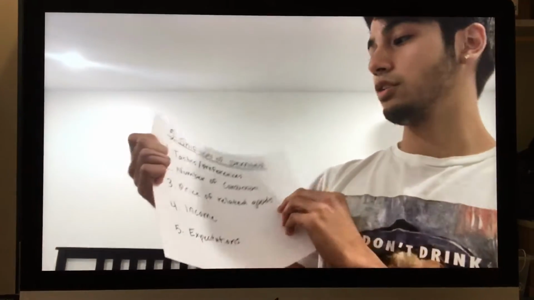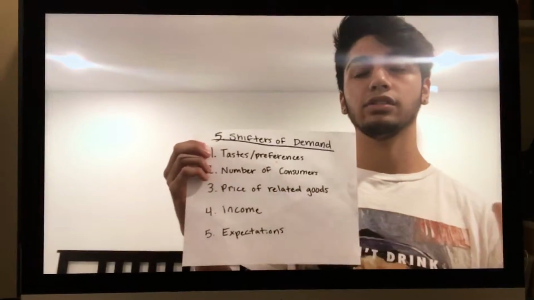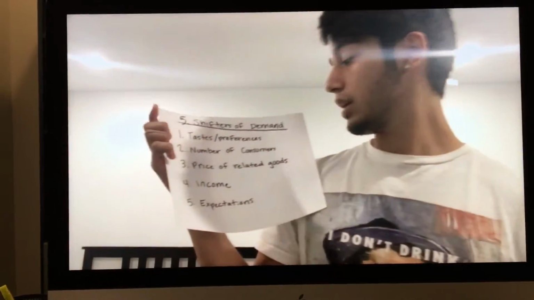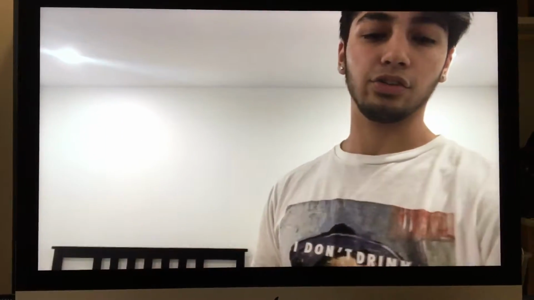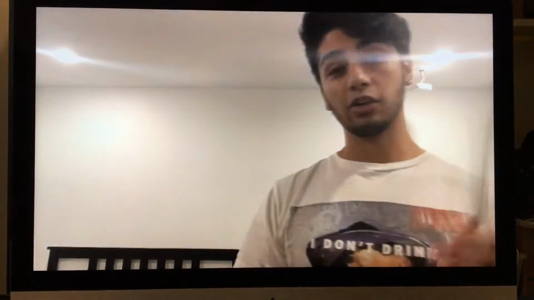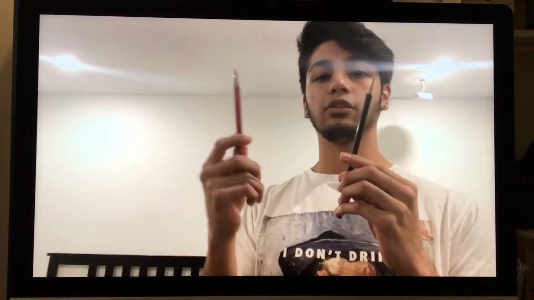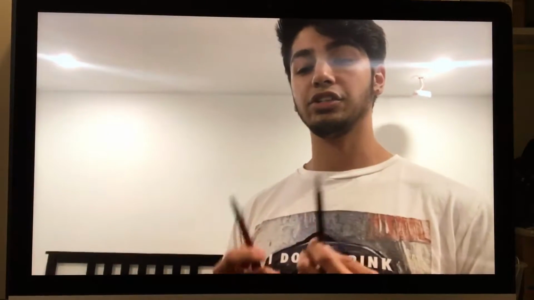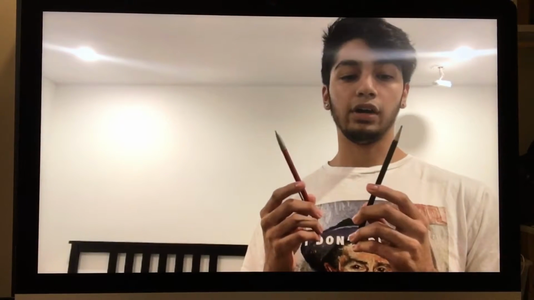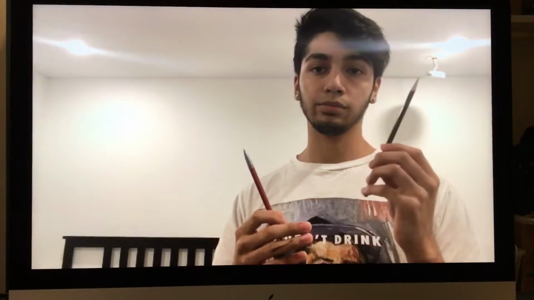Second shifter is number of consumers. So say the population of a given area increases, that brings in more demand. And number 3 is the price of related goods. So this has 2 factors. 1, if there are mechanical pencils and normal pencils, then if a normal pencil is cheaper than a mechanical pencil, the demand for a normal pencil will go up. And then there's also a relationship with complements. So if the price for a normal pencil goes down relative to the mechanical pencil, then the demand for the normal pencil will go up.